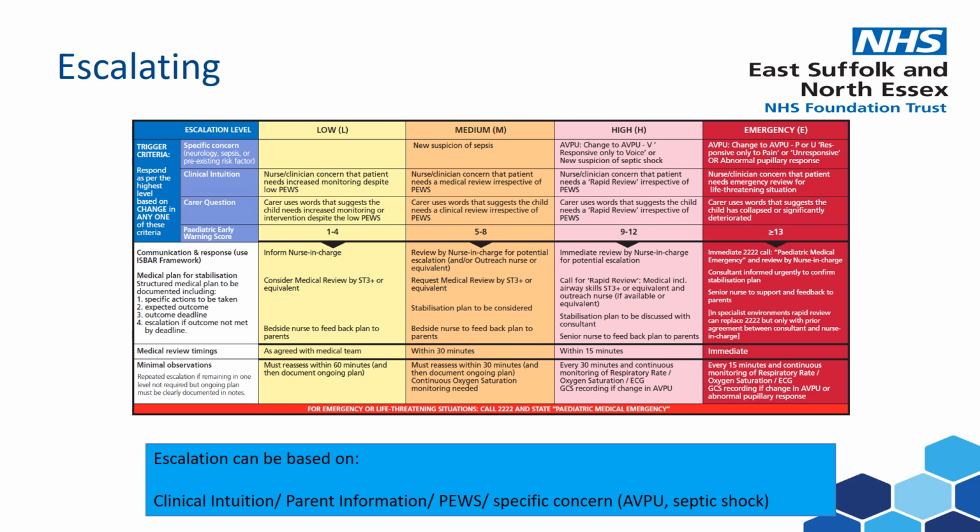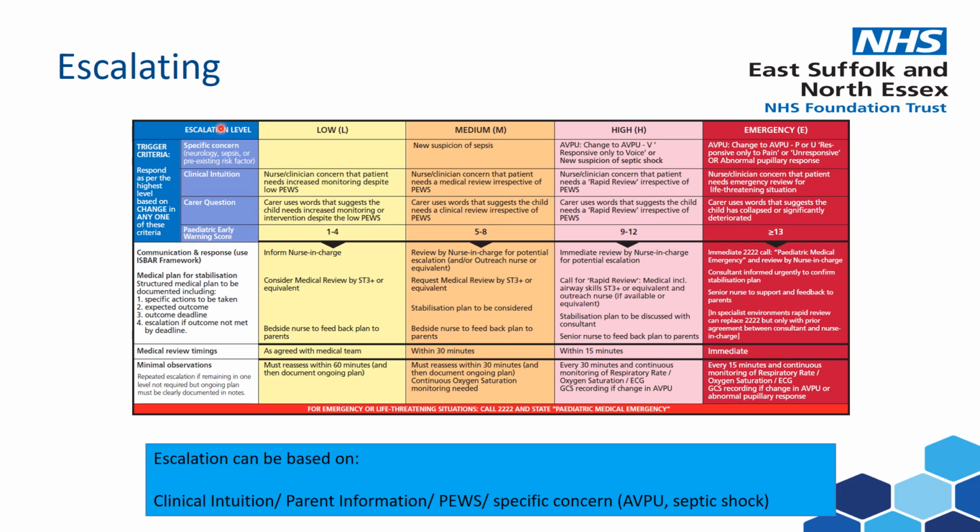This is the escalation pathway that sits at the bottom of the PEWS chart. Now, this was designed by NHS England, as we've said, primarily for use in the inpatient acute setting. So a lot of the escalation pathway, this section here, will not work in the area that you work in. However, what this will be good for you to reference is it will give you the reasons why you can escalate a child. So these are the 4 reasons why we can escalate a child: the specific concern, any clinical intuition, the carer question, or the PEWS score.